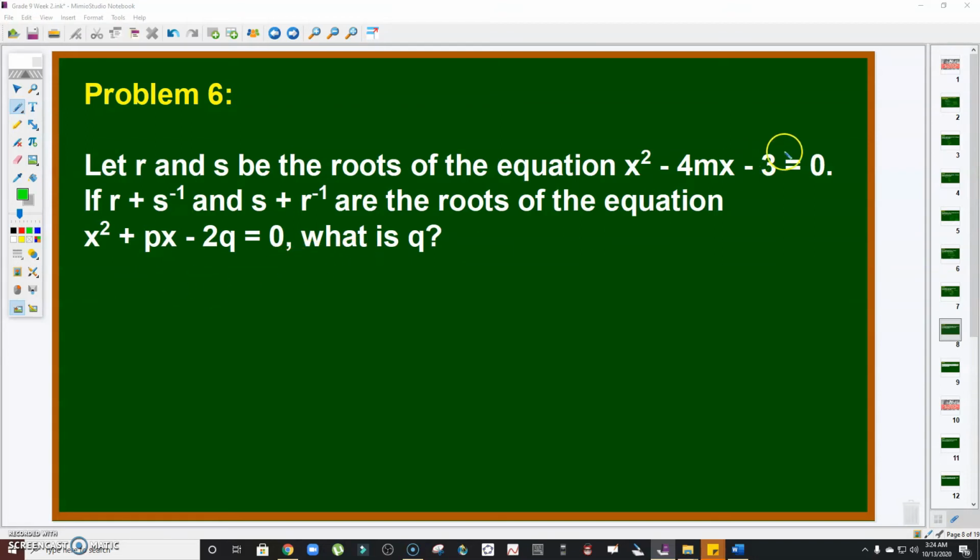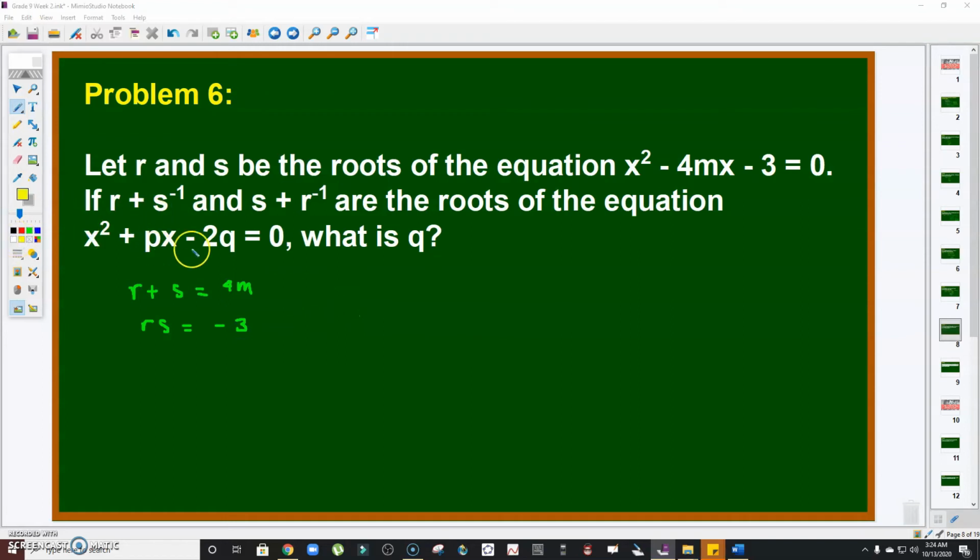We have to establish that using this first equation, yung r plus s mo is equal to negative of negative 4m over 1. See that? Also, we need to establish yung rs, yung product ng roots mo, is equal to negative 3. There you go. See that?